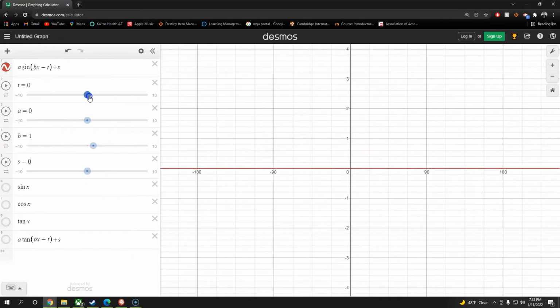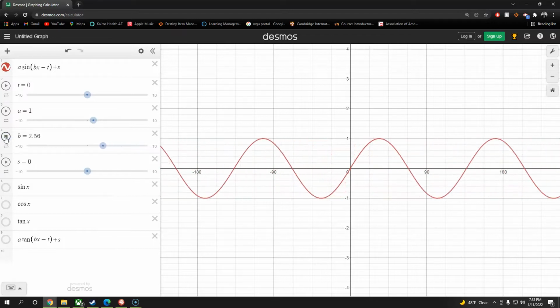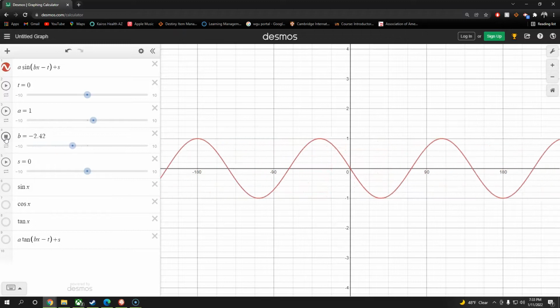So we have our constant. Well, that's why it's not showing up. A is 0. If that happens, you just get a flat line. Okay. So b is currently equal to 1. Let's play that guy. Whoa, it's like an accordion, right? So this is a horizontal stretch and or compress.